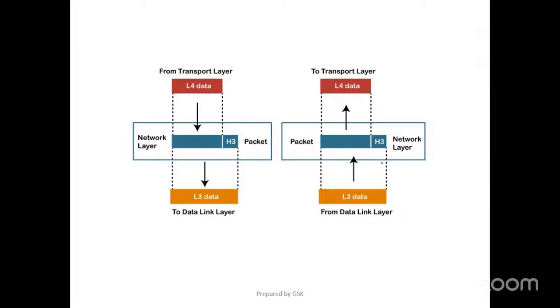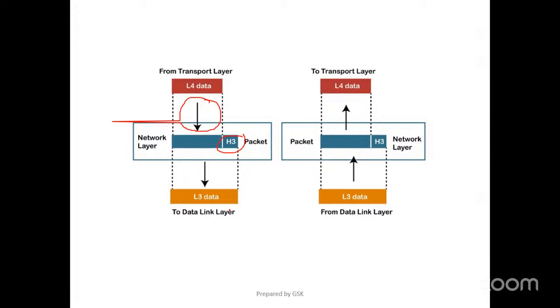So from the layer above the network layer, that is the transport layer, it receives the data, creates the packets, and adds a header to the packet. This is the packet. The packets will be delivered to the data link layer. Then again, the data link layer uses its own functionalities and sends the data to the physical layer.